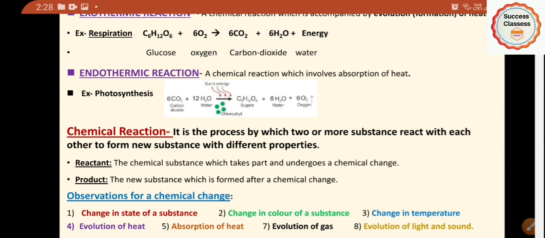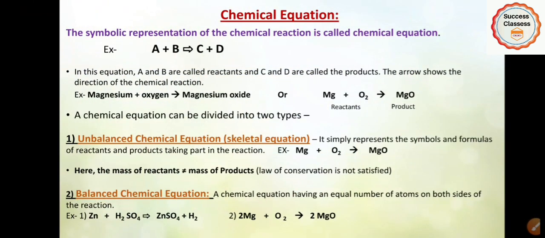Next is the evolution of gas that we have just seen in our activity 3, evolution of hydrogen gas. So there may be evolution of any gas, maybe carbon dioxide, maybe oxygen, etc. And the last one is evolution of light and sound. So these are the few observations that tell us that a chemical reaction or a chemical change has taken place.